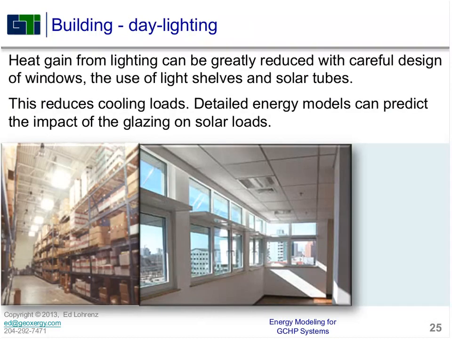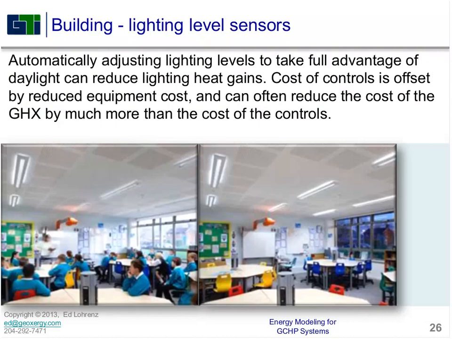Daylighting, how much you need to use the lighting, can be impacted by things like solar tubes, light shelves, that kind of thing. With detailed energy modeling, you have to look at these things in enough detail to really see what the impact is. Some of the changes that you may not think of having a large impact can have a fairly major impact. Things like lighting level sensors.